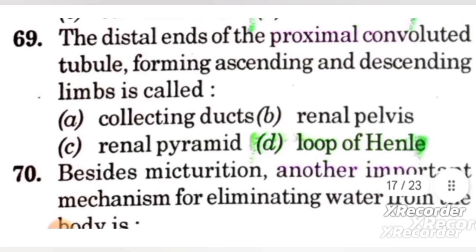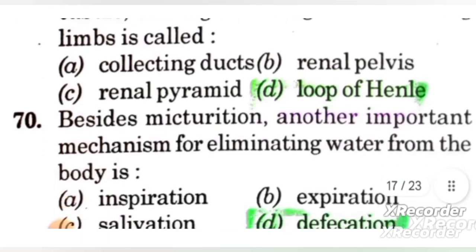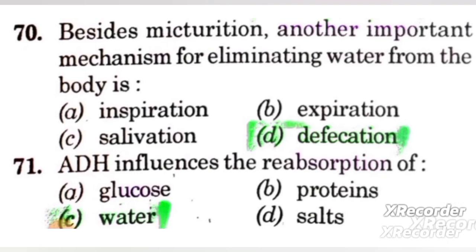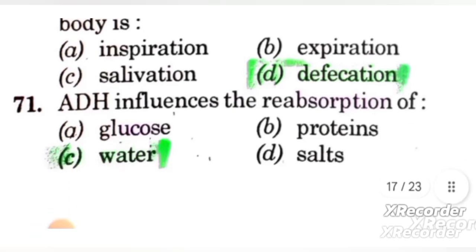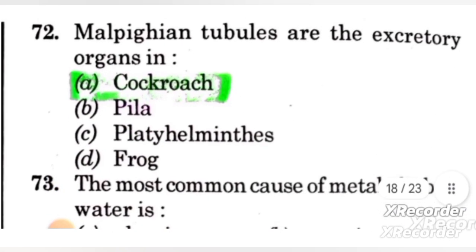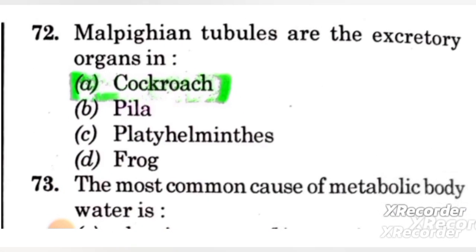The distal end of the proximal convoluted tubule forming ascending and descending limbs is called answer D, Loop of Henle. 70. Besides micturition, another important mechanism for eliminating water from the body is answer C, Defecation. Next 71. ADH influences the reabsorption of answer C, Water. Next 72. Malpighian tubules are the excretory organs in answer A, Cockroach.